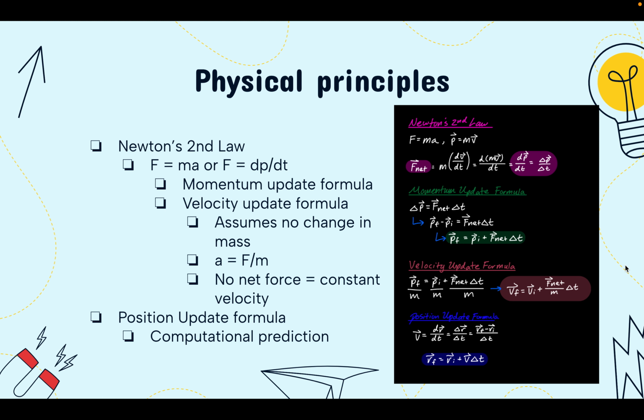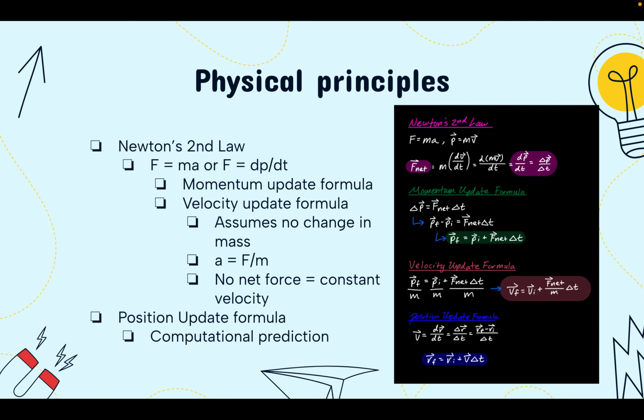A second form can be found by using the momentum equation. By using this second form, rearranging it and expanding it, you get the momentum update formula. By dividing the momentum update formula by mass, you get the velocity update formula.